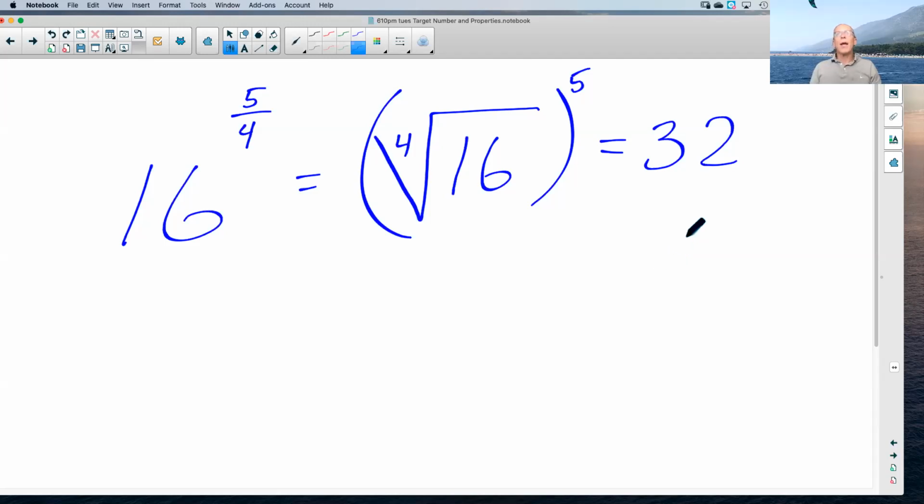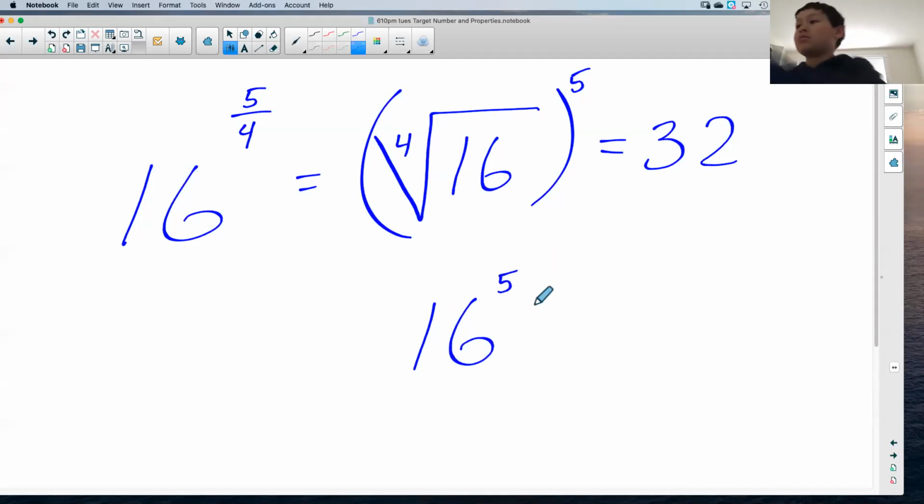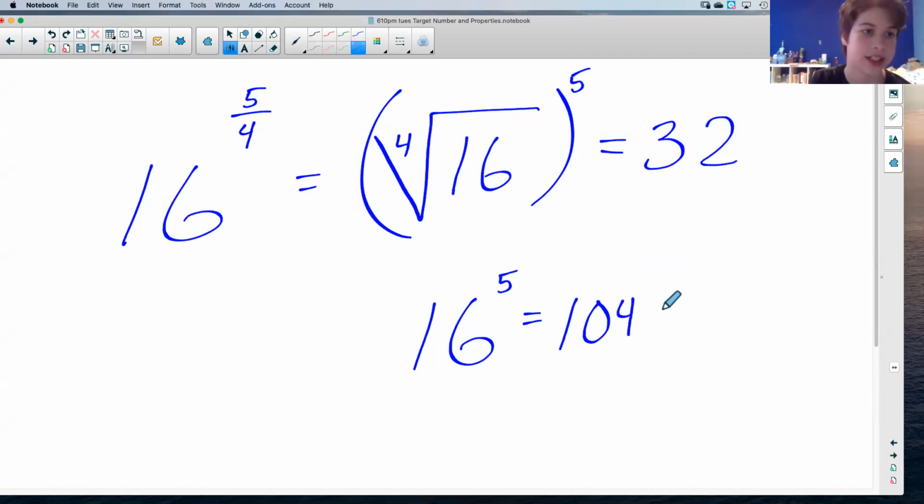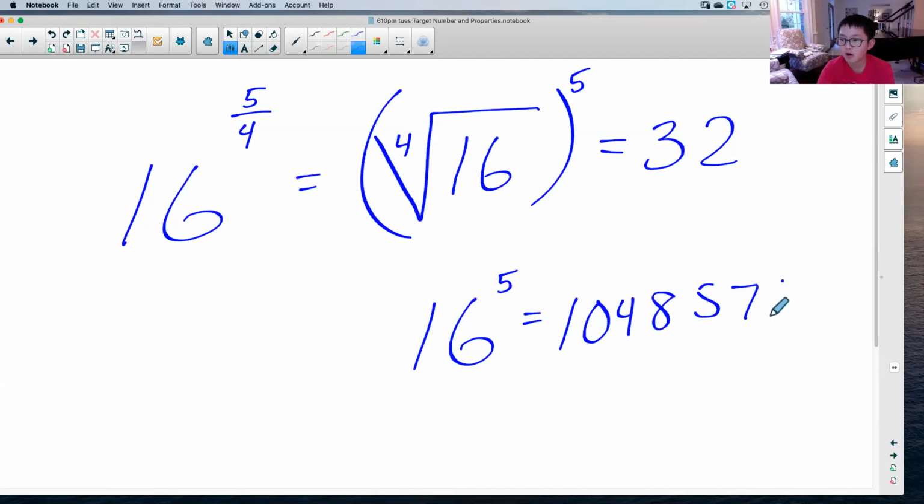Right. Look, guys, does anybody have a calculator handy? Can anybody do 16 to the 5th power, please? It's going to be ridiculous. 16 to the 5th power is 1,048,576. Mr. Kramer, I did it without using a calculator. I just did 2 to the 20th.